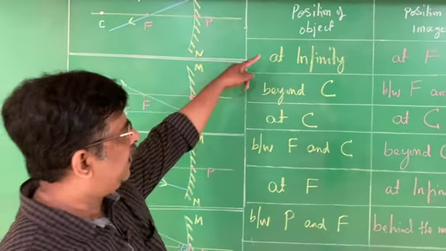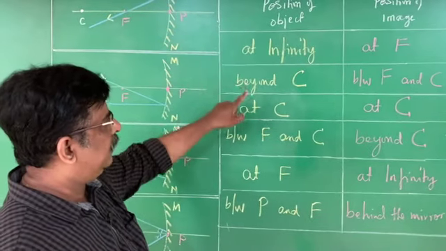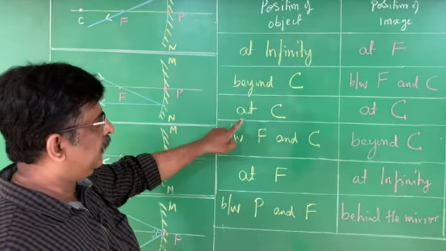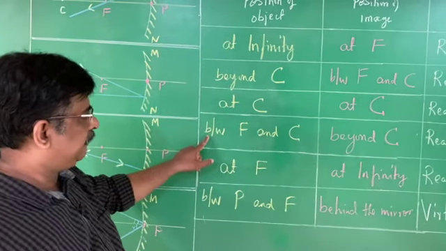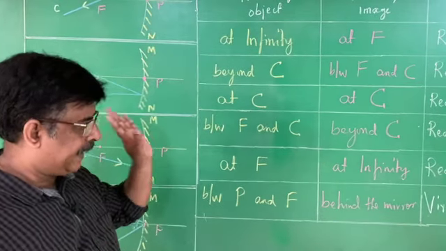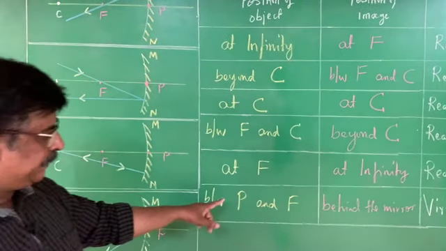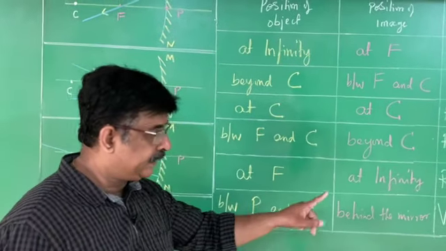We completed 5 different positions: when the object is placed at infinity, beyond C, at C, between F and C, and at F. Now the last ray diagram, when the object is placed between P and F. Here we should be very careful because we are going to get the virtual image.